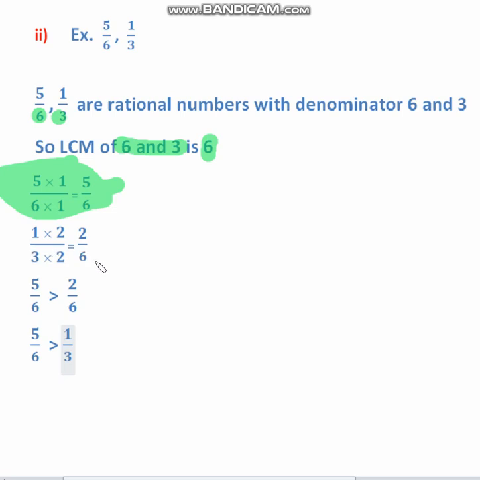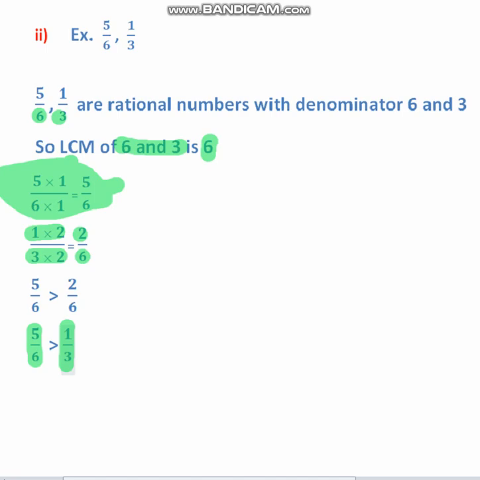Now for the second one, we need the denominator to be 6. Earlier we had 3 here, so multiply this 3 by 2 and we get 6. The numerator 1 we also multiply by the same number, so 1 multiplied by 2 gives 2 in the numerator. So we got 2 upon 6. Here the first rational number is 5 upon 6 and here 2 upon 6. So is 5 greater or 2 greater? Of course 5 is greater. That's why the left hand side rational number is greater than the right hand side rational number. So 5 upon 6 is greater than 1 upon 3. Like this you can solve this question.